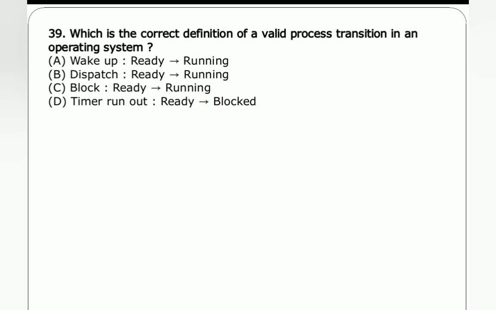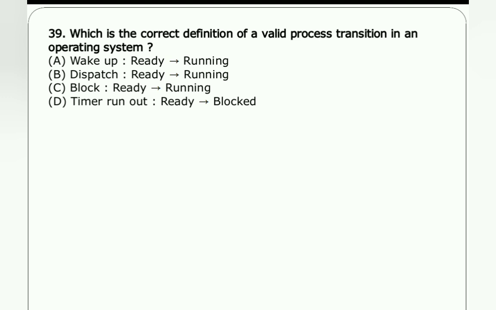Next one. Which is the correct definition of a valid process transition in an OS? In an operating system, when the process is created, it will be in a new state. Then when the process is ready to execute, it will be in the ready queue. The process will be in a running state when it is in execution. And if the process is suspended or blocked, then it will be in the block or waiting state. If the process has completed the execution, then it will be in the terminated state.